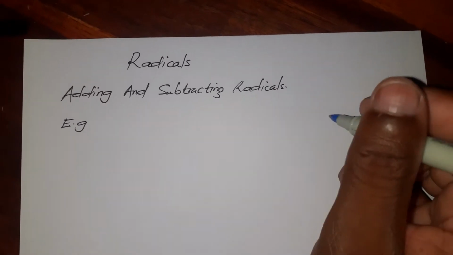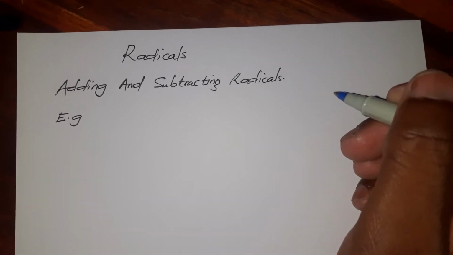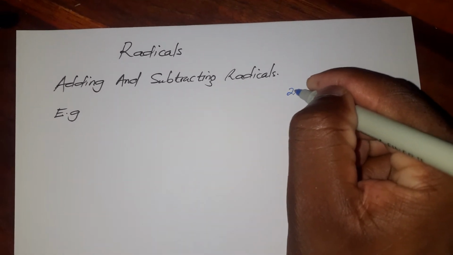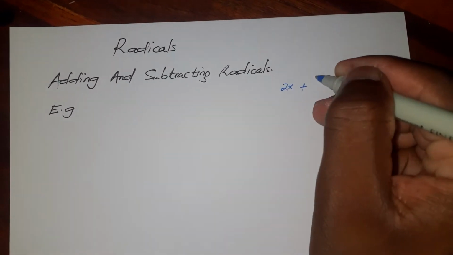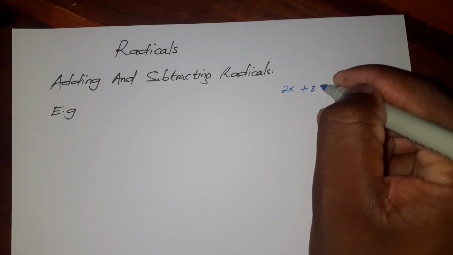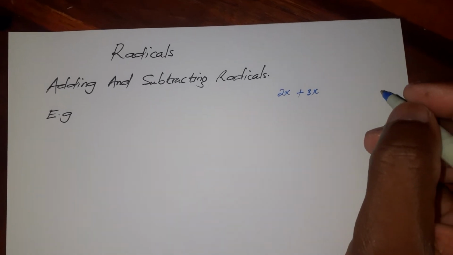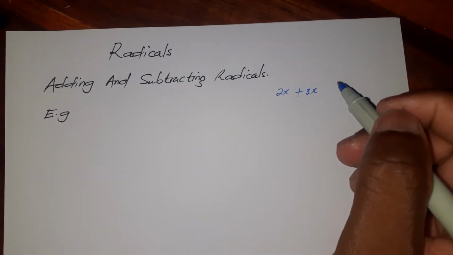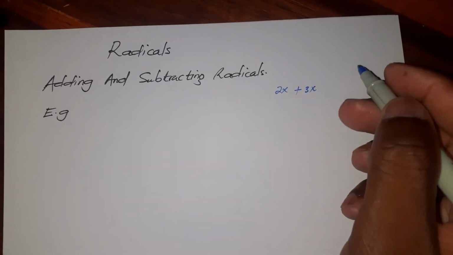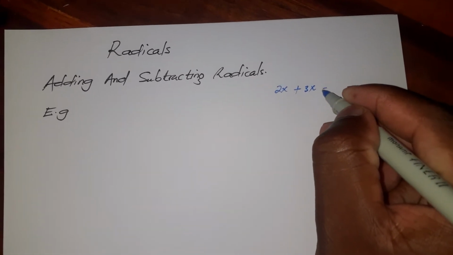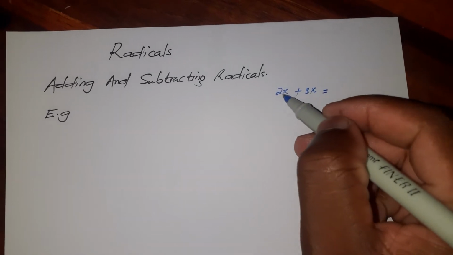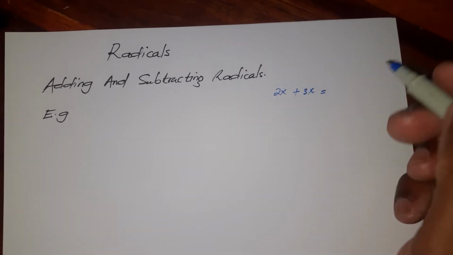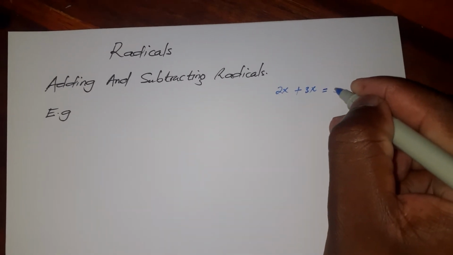We need to go back to the basics in algebra when we have, let's say, 2x plus 3x. When we add two like terms, we just take the 2 and the 3, the coefficients of the variables, we add those, and then we get 5x.